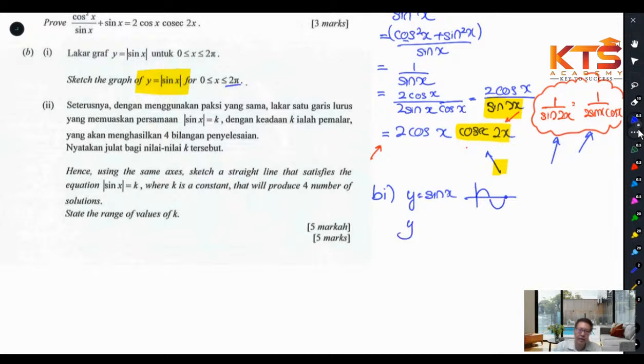And then when I do modulus, the modulus will make the negative values become positive. So it will be like this. This is pi, 2 pi, and this is 1, because this is 1, this is negative 1. Yeah, that's the answer. 1 mark.